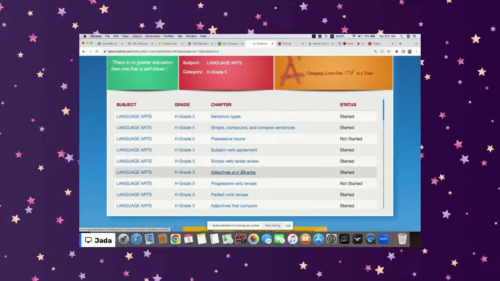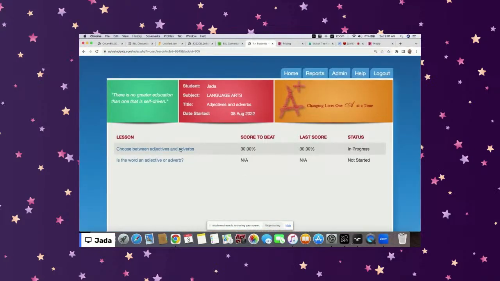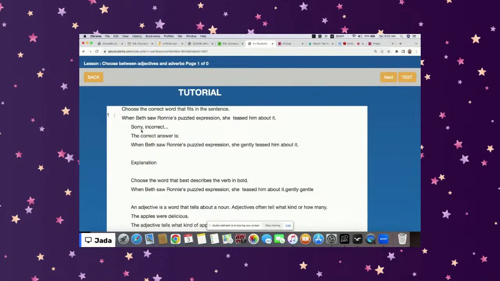So, adjectives and adverbs. We have two lessons under adjectives and adverbs, and that's what we will be completing today. Okay, so the first one says choose between adjectives and adverbs.